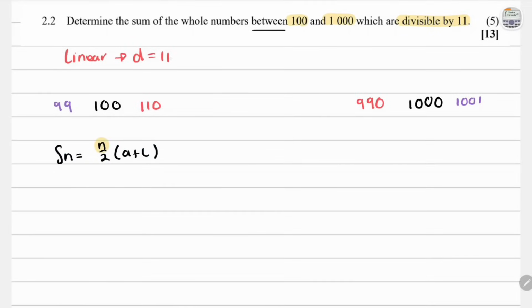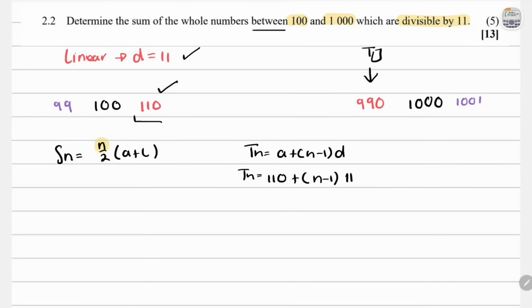You can use the Tn formula because we have d, and a, the first term in the pattern, and that is enough to find n. So we could simply say Tn is equal to a plus n minus 1 times d, because this is a linear pattern counting in 11s. Tn is equal to 110 plus n minus 1 times the difference. Then we substitute the last term, because that will tell us how many terms we have, since it tells us the term that you ended at.